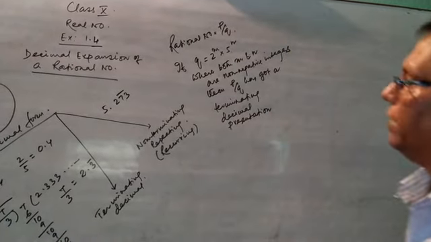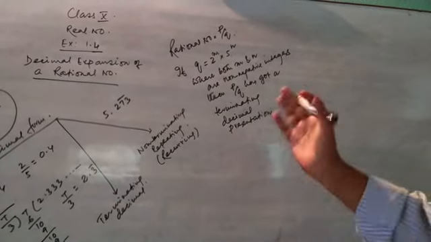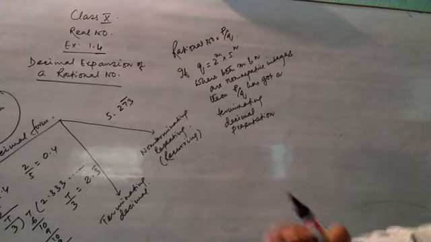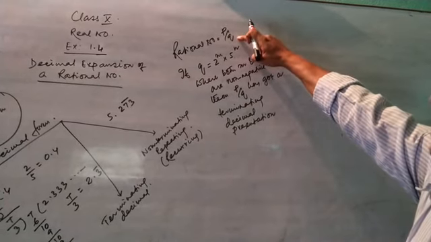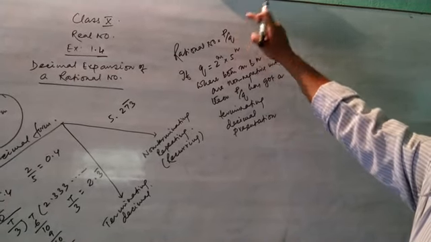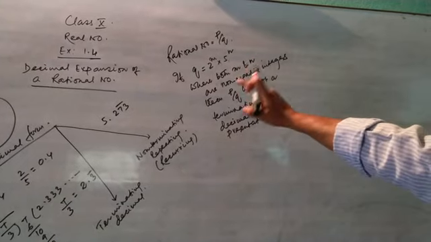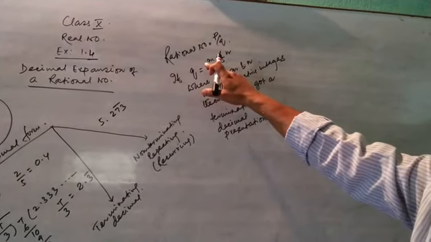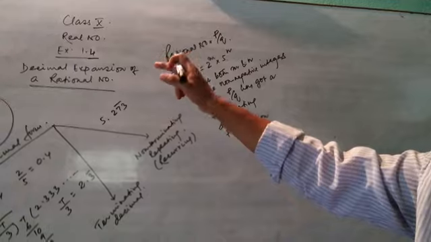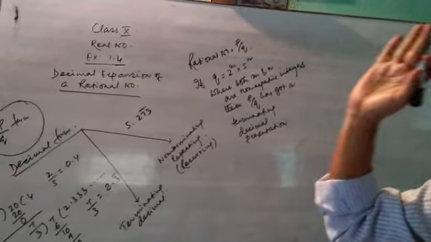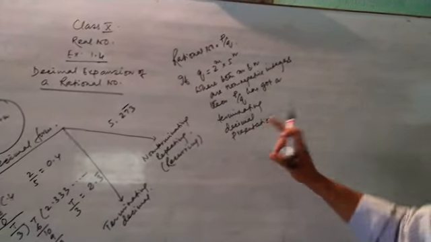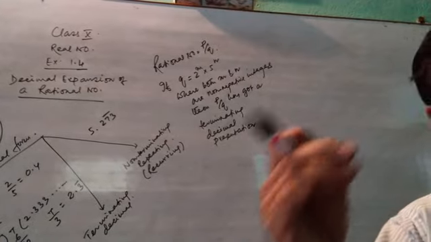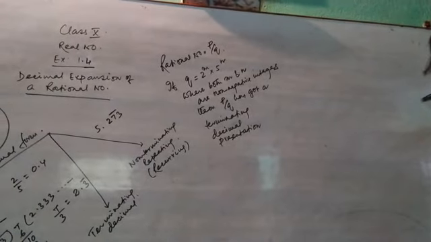So this is the thing. What we will do, we will simply find out the prime factors of Q. And if the prime factors of Q consist of only 2, or only 5, or 2 and 5 both, then it will have a terminating decimal representation without actual division, you can say so.